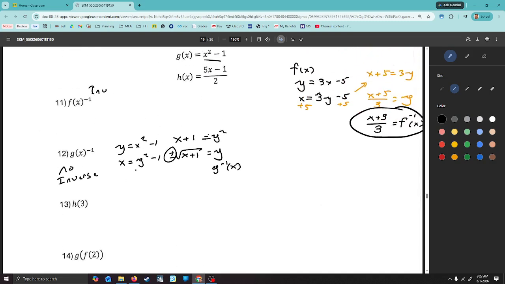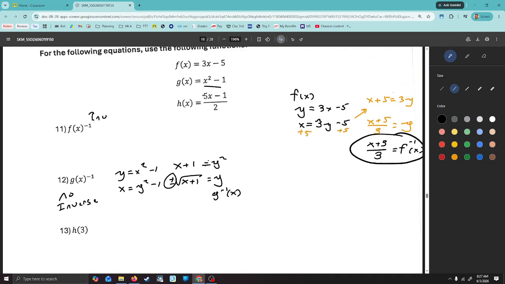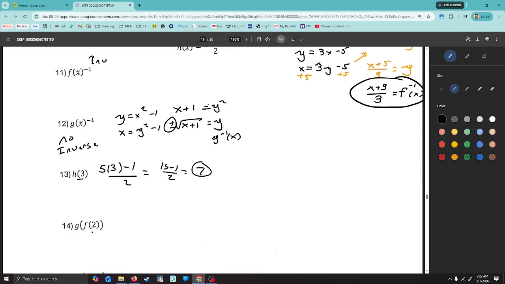All right, when I say h of 3, that means I'm going to take the function here of (5x minus 1) over 2. And since it has 3 here, I'm literally going to replace it with 3. So (5 times 3 minus 1) over 2. So (15 minus 1) over 2, 14 over 2, 7. Functions, you just plug it in.